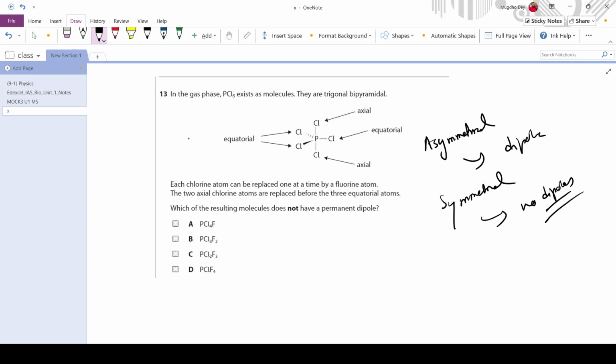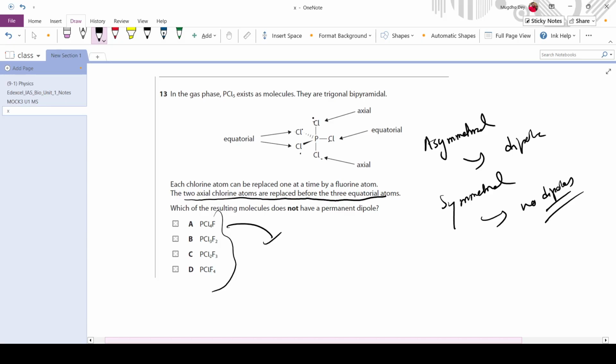All right, now we need to check that out. Say for instance, all of them are trigonal bipyramidal, something like this. You can see clearly that in the gas phase, PCl5 exists as trigonal bipyramidal molecules. The question is, which of the resulting molecules does not have a permanent dipole? Now, if we check A, let's say that two axial chlorine atoms are replaced before the three equatorial atoms. So, at first, these two will be replaced consecutively, and after that, the equatorial ones will be replaced.